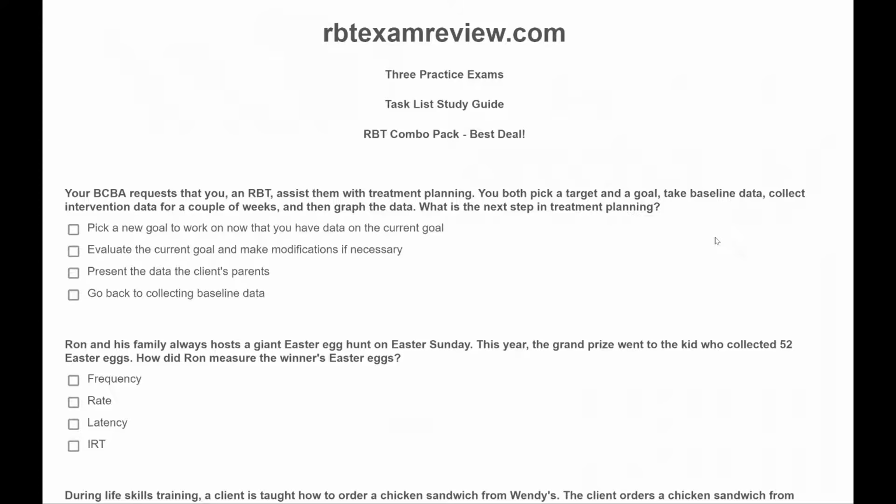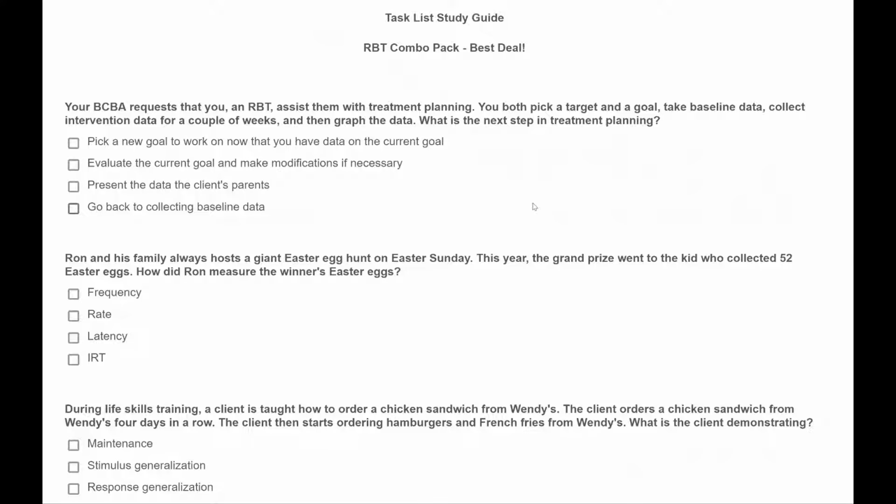Okay, first question. Your BCBA requests that you, an RBT, assist them with treatment planning. You both pick a target and a goal, take baseline data, collect intervention data for a couple of weeks, and then graph the data. What is the next step in treatment planning?